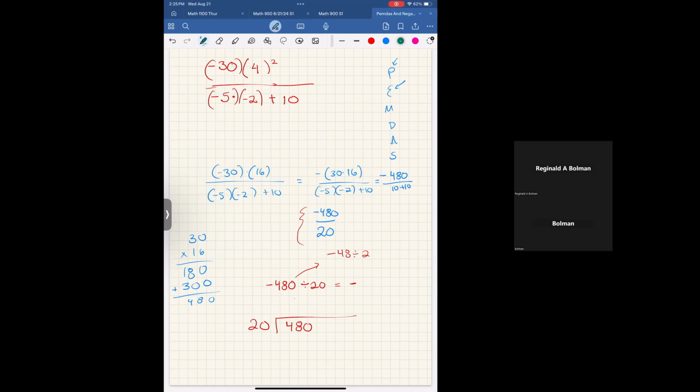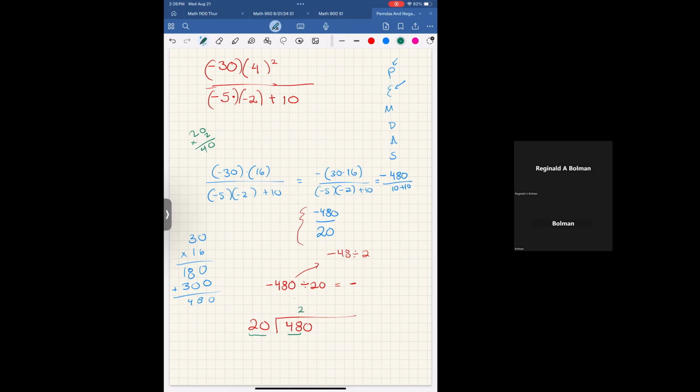Now, what we ask ourselves is, not how many times does 20 go into 4, but how many times does 20 go into 48? Well, to answer that question, students should be prepared to do some quick multiplication to guess at how many times 20 can go into 48. 2 times 0 gives you 0. 2 times 2 gives me 4. So I might guess that 20 goes at least 2 times into 48. And indeed, 2 times 20 gives me 40.